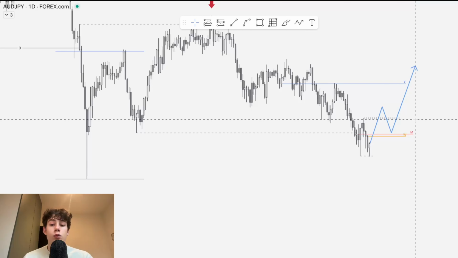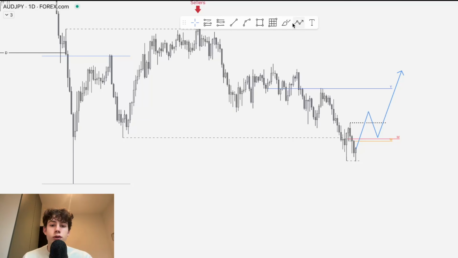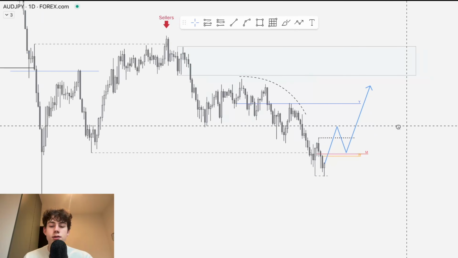But for now, I'm waiting indeed for more confirmation, and that will not be for today. But once we do that, I will look out for this liquidity to get taken out and trade in towards this open supply zone, which looks really good to trade towards.